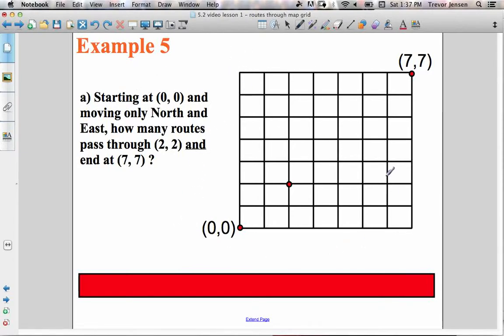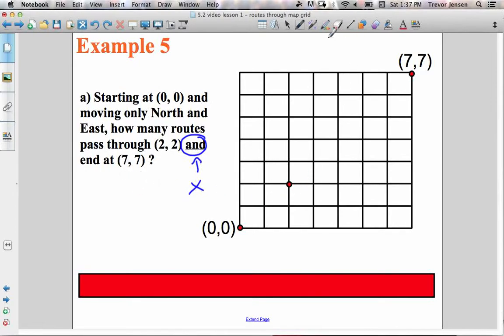So if you were following along with the lesson for this section, it skips ahead to example 5. So here's a new question. Here's a new math grid starting at 0, 0 and moving only north and east. How many routes pass through 2, 2? And remember, when you think of the word and, the operation you want to think of is multiplication. So routes pass through 2, 2 and end at 7, 7.